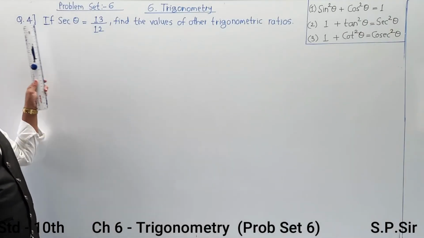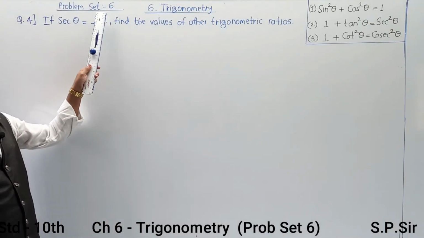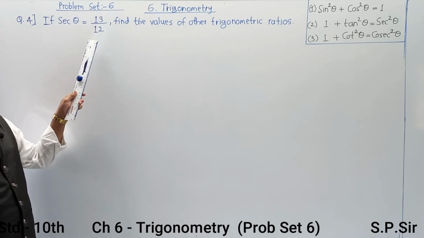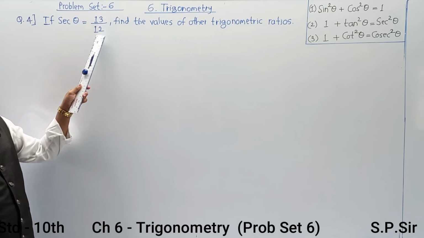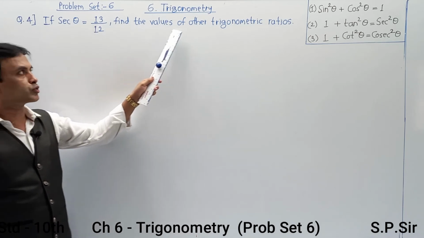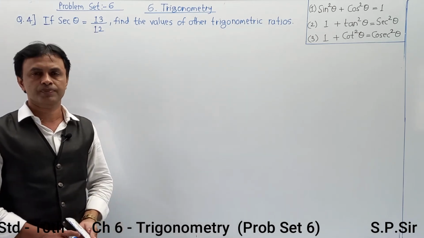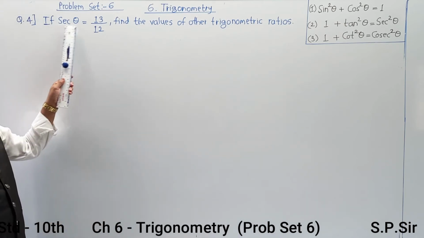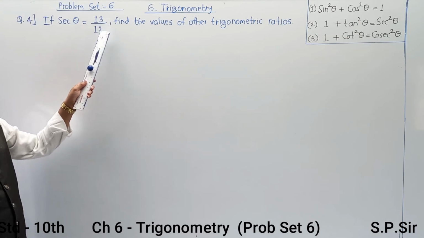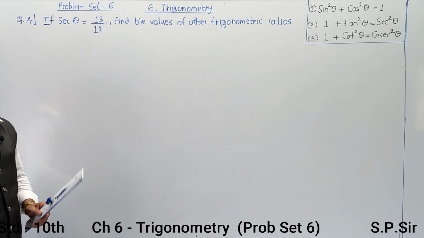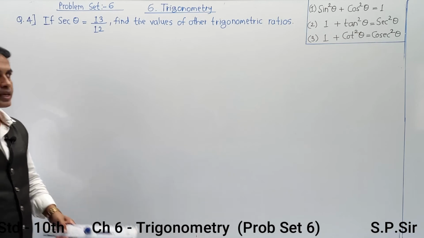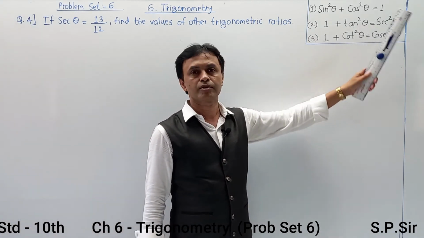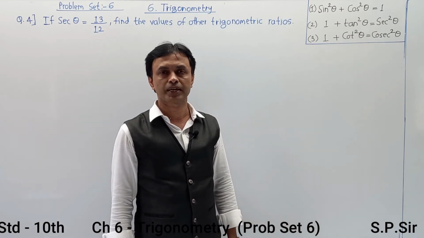Now, we are in numerical number 4 of problem set 6, and the numerical is: if sec theta is equal to 13 upon 12, find the values of the other trigonometric ratios. It is the same numerical as the previous one, and here they have directly given the value of sec theta, that is 13 upon 12. Naturally, we first have to find an identity where sec is directly used, and that is 1 plus tan square theta is equal to sec square theta. This is nothing but a fundamental identity with us.